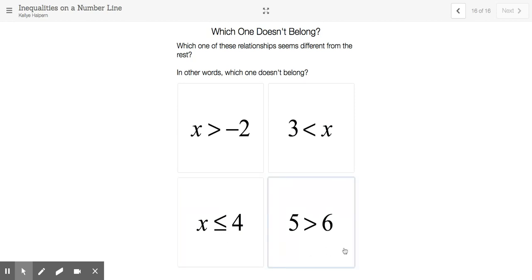For the bottom right, could discuss that that's the only numerical inequality because it's numbers, not algebra. You could also argue that it's the only false inequality because 5 is not greater than 6. So all of these could be debated for different reasons, and you would include that in your slide.